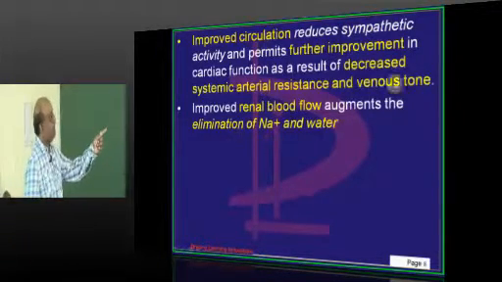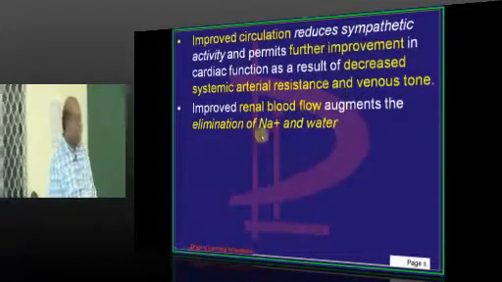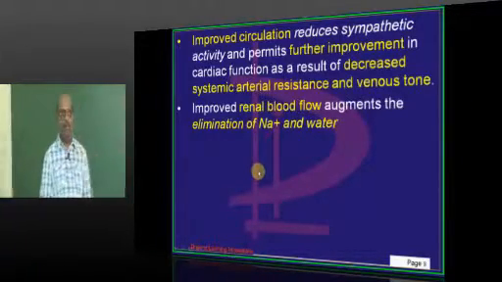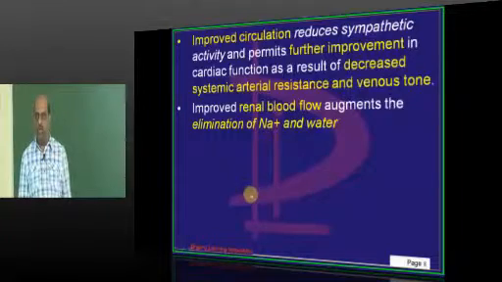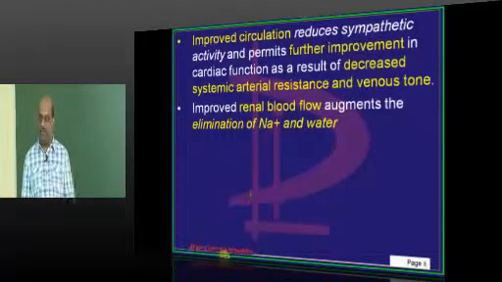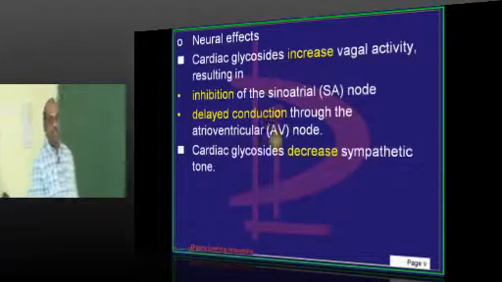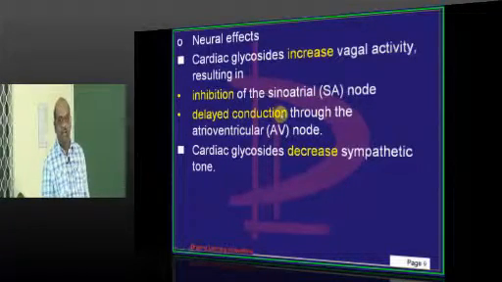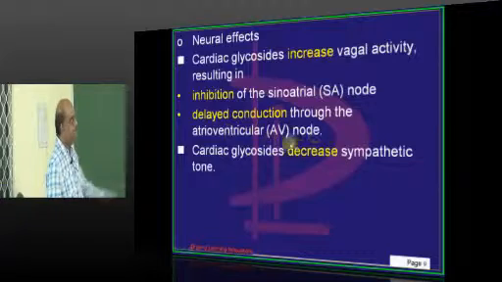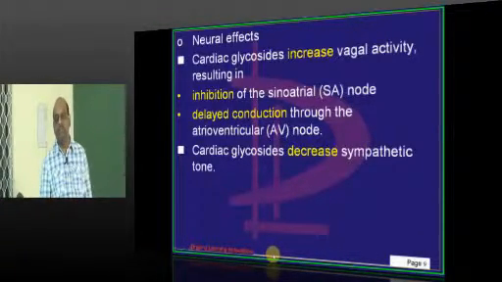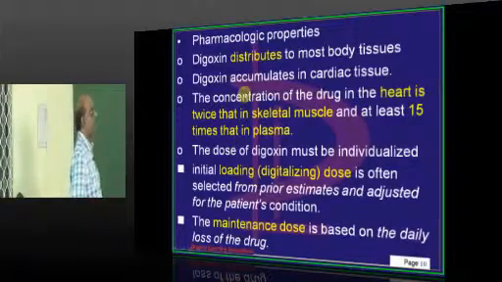Now, how about renal blood flow? Digitalis also improves the renal blood flow. It will increase the sodium and water lost into urine, increase GFR, increase urine formation, and decrease congestion of the body. Then what are the neural effects? It will increase the vagal activity. It will delay the conduction across the AV node, and it will decrease the sympathetic tone, etc.